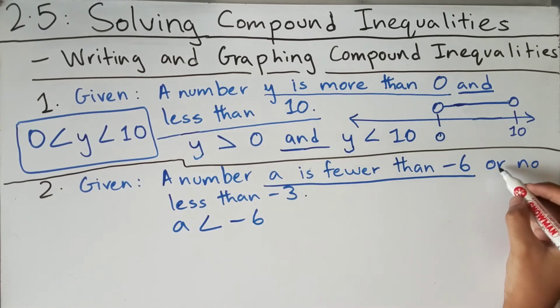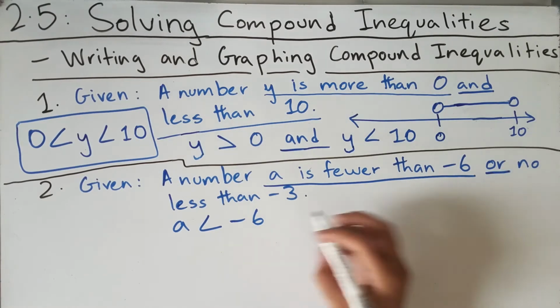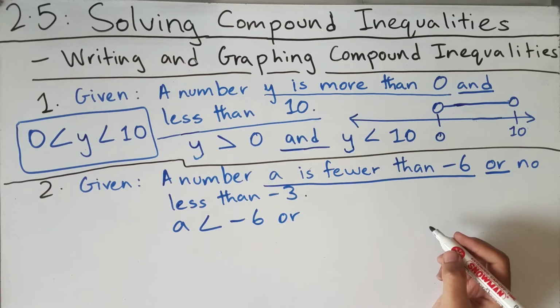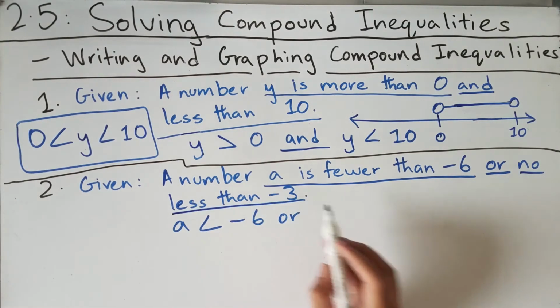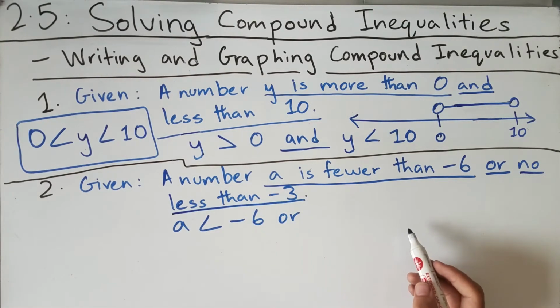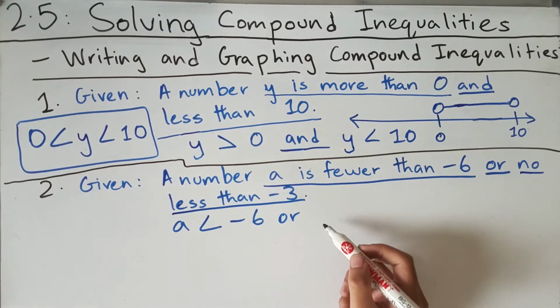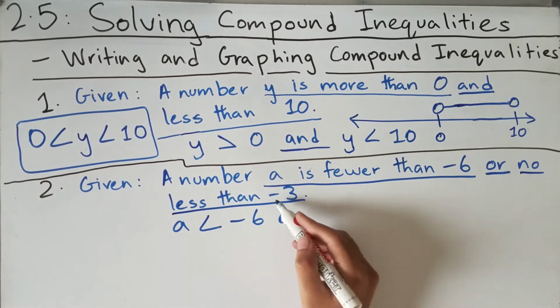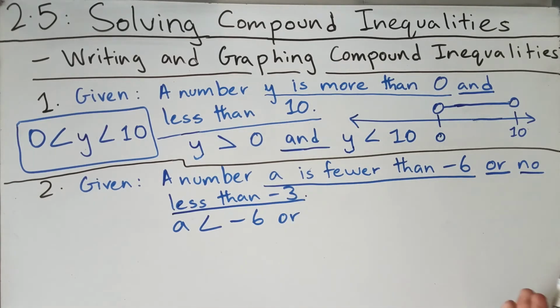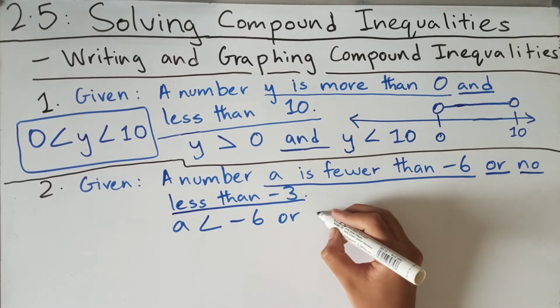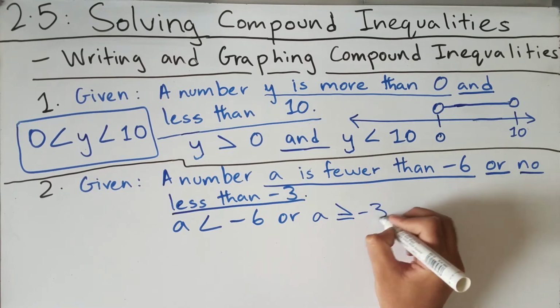And we're also given, instead of and, or. I'll tell you what or means in this situation. And the second phrase, or the second constraint of this problem, is that a is no less than -3. So what this means is that a is greater than or equal to -3, because it can't be less than -3, so it should include -3 and the numbers that are greater than -3. So this would be a is greater than or equal to -3.